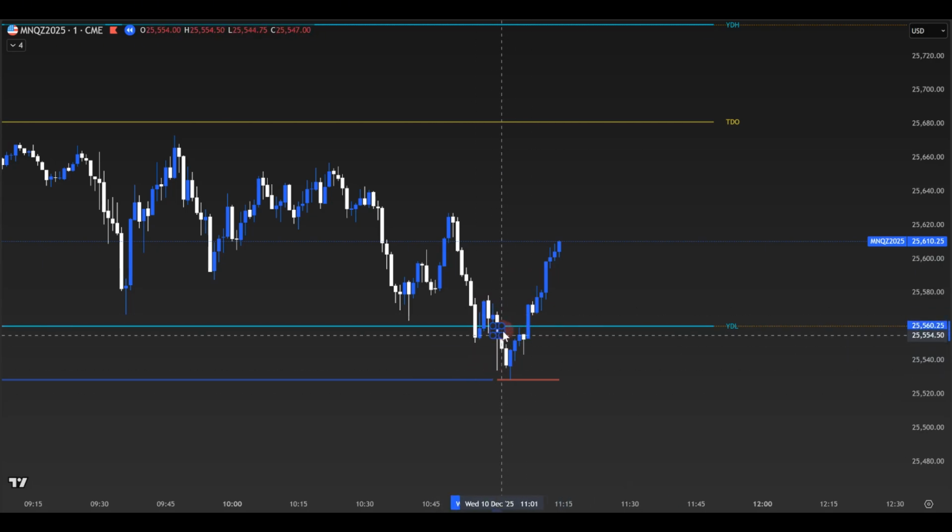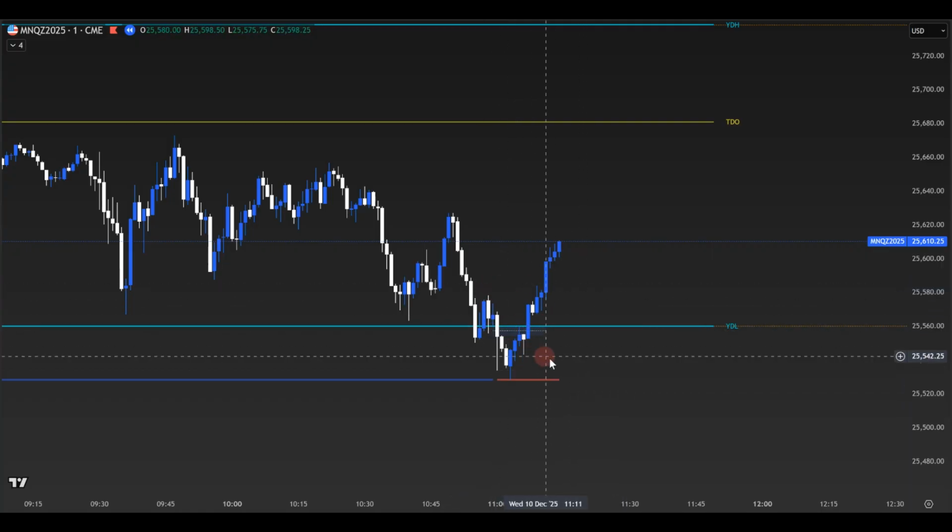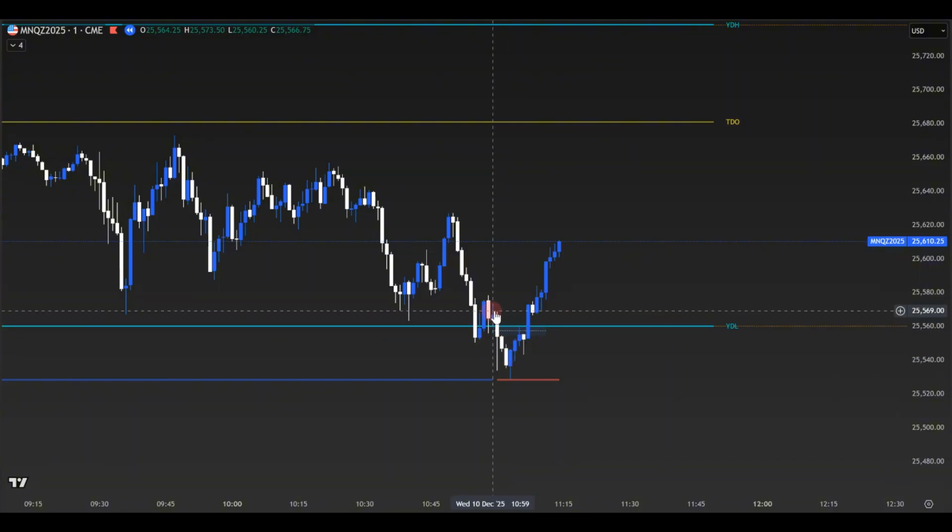So that is also part of the next step, which is change of character and inversion. This is an inversion. Our change of character is when we have these 3 down close candles here get traded through to the upside. That is a change of character.